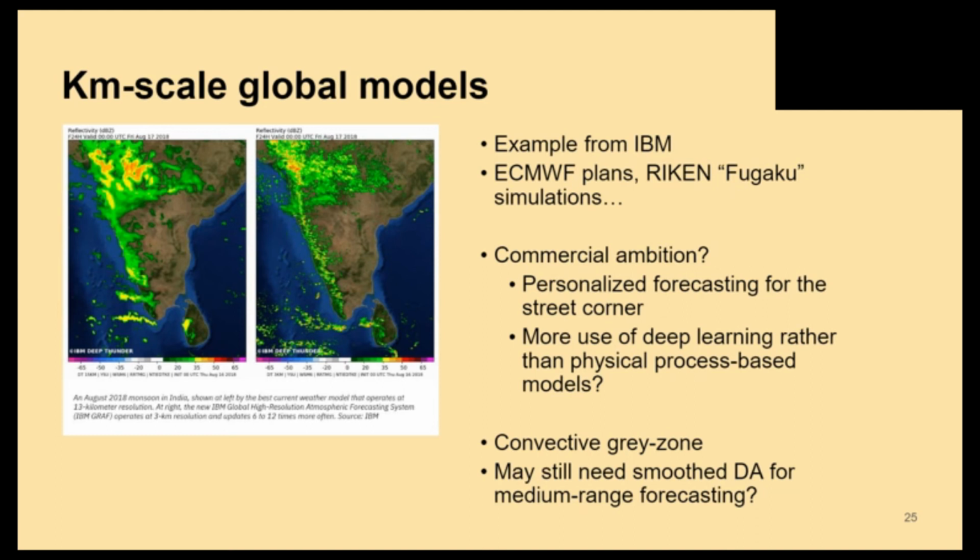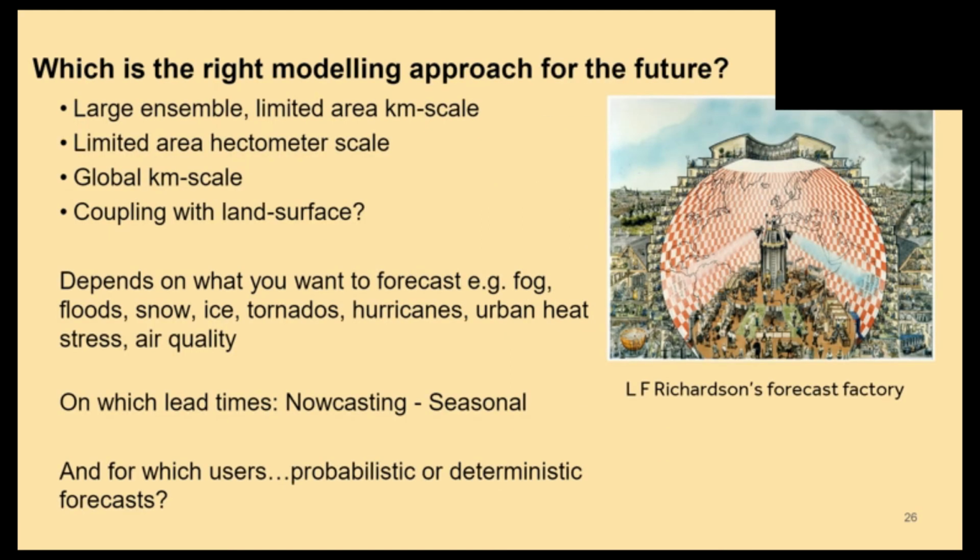The problem with these types of models is that when you're at kilometer scales, you still are in the convective gray zone, and you might still need to smooth your data assimilation in order to do good medium range forecasts. So maybe they're trying to solve a slightly different problem from the hazardous weather prediction problem by looking at a global model. So what is the right modeling approach for the future?